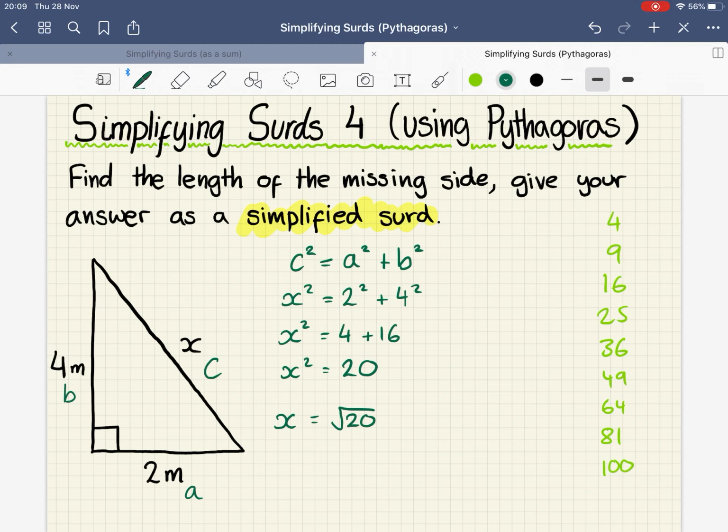Okay, so I need to simplify that root 20. So again, same as before, I think, right? Well, 20 divided by 2 is going to give me 10. That's not a square number, so that's not going to work. 20 divided by 3, that's going to give me a decimal, so that's not going to work. I skip 4 because it's one of my square numbers. 20 divided by 5, that gives me 4. That works, so I know I'm going to use that. So I've got 4 times 5, which is root 4, root 5. Ooh, I'm running out of space, which is going to give me 2 root 5 meters at the end.